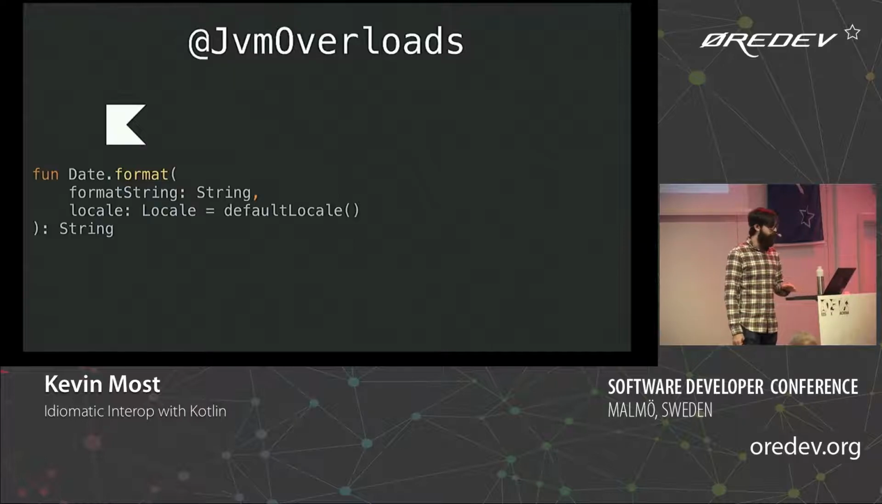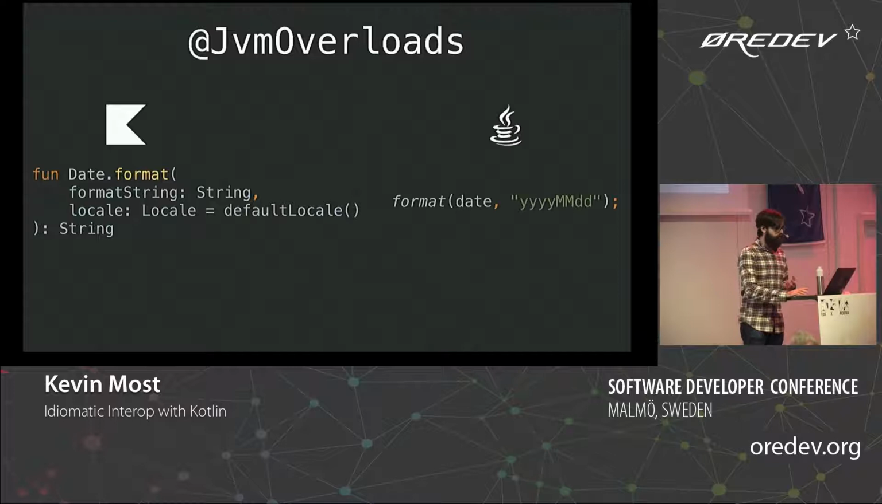So let's say you have this Kotlin extension function. We all love extension functions, right? This is an extension on Date, and it's a format method that takes a format string. It optionally takes a locale, or it falls back to your default locale, and it formats that date according to that format string. So your Java consumer might do something like this.